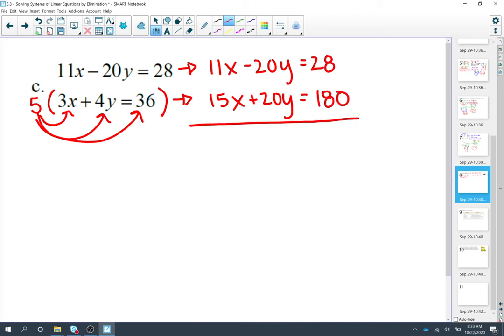And then I'm going to check it out. I've got a negative 20. I've got a positive 20. Those are opposites, and that's what we want. So we're going to add. 11x plus 15x is 26x. These two are going to cancel. Equals 180 plus 28 is 208.